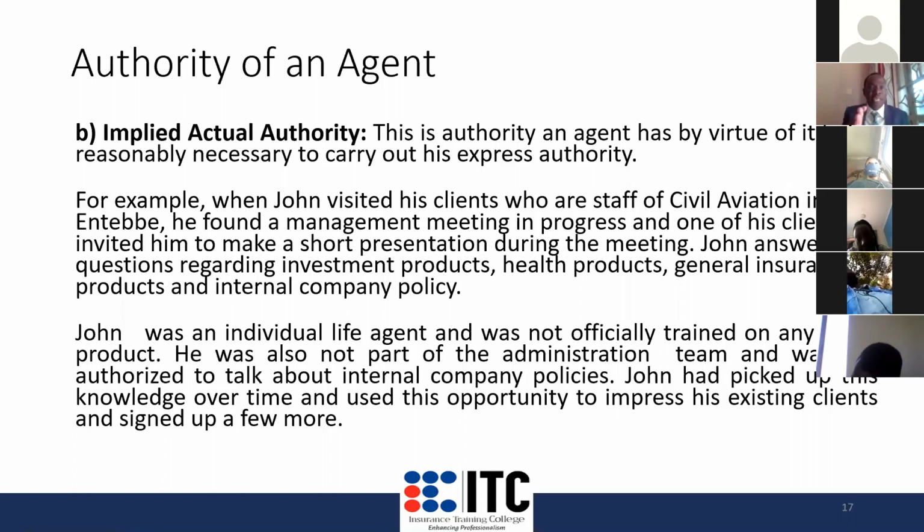So this is something that is not stipulated in your contract from the beginning or from inception, but you carry it along with you. So when you go there and you happen to step out of that line, that is implied actual authority.